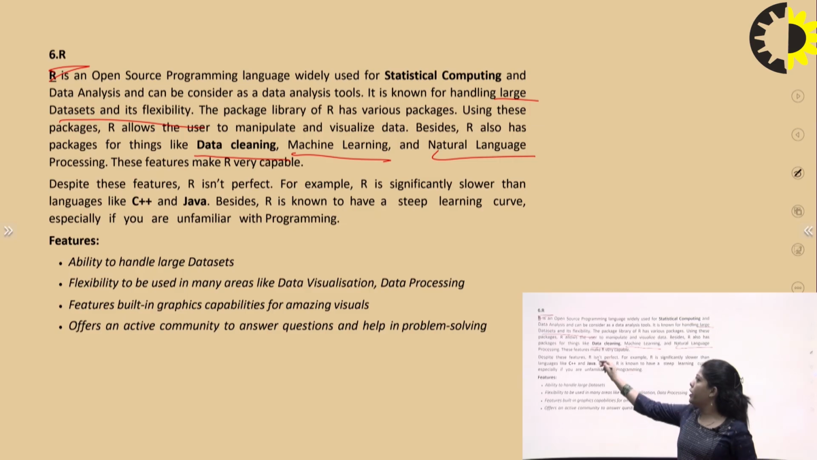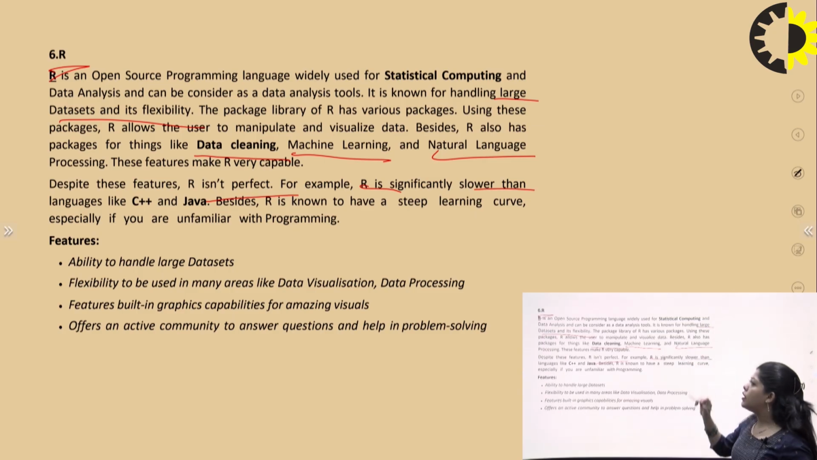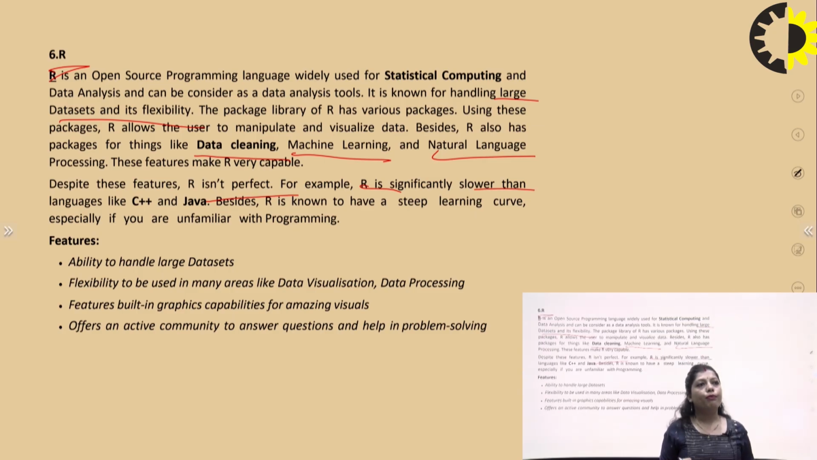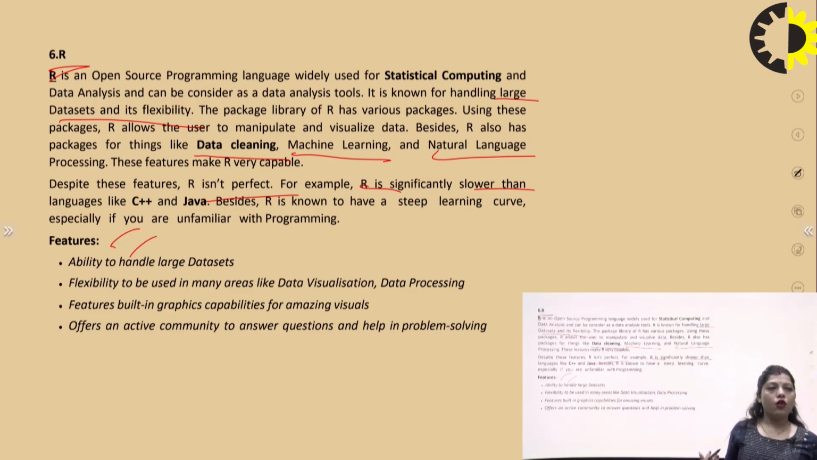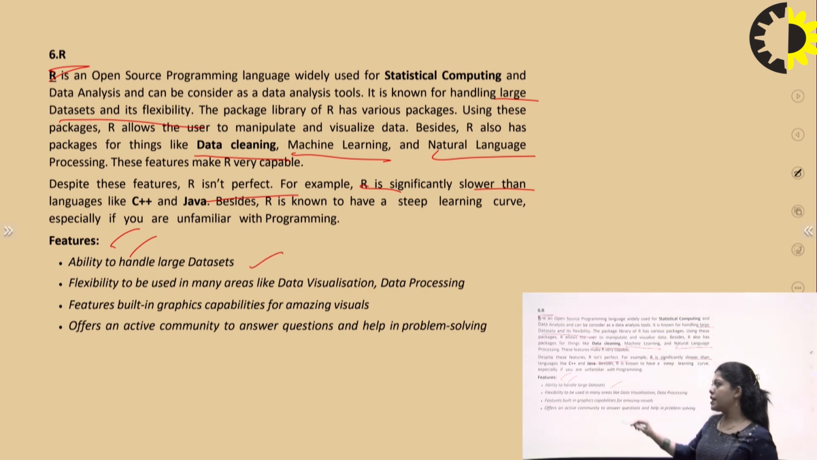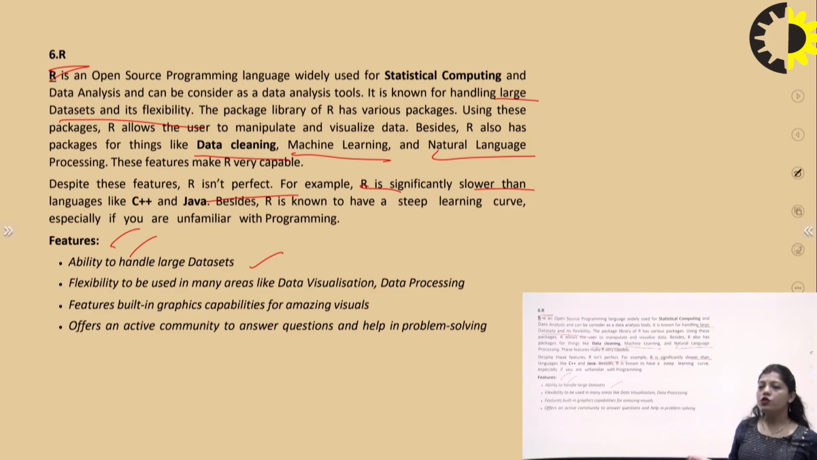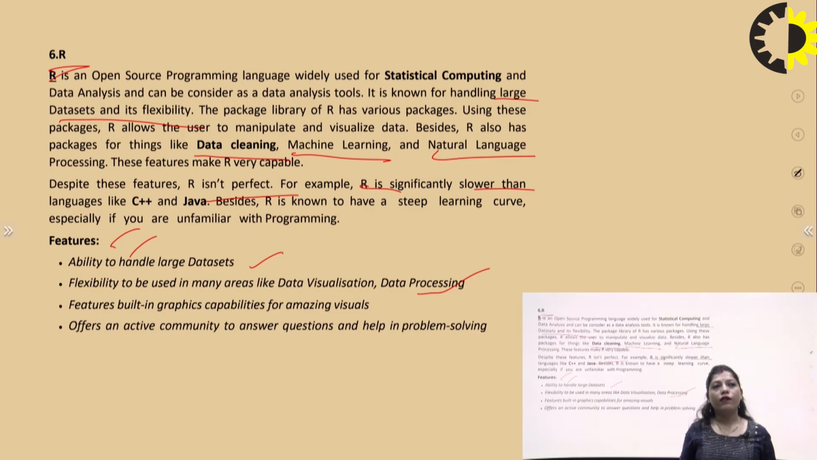So R isn't perfect, it also has some disadvantages. R is slower than other programming languages like C++ and Java. Its features include the ability to handle large data sets, flexibility to be used in many areas like data visualization and data pre-processing, built-in graphics capability for amazing visuals, and an active community to answer questions and help in problem solving.